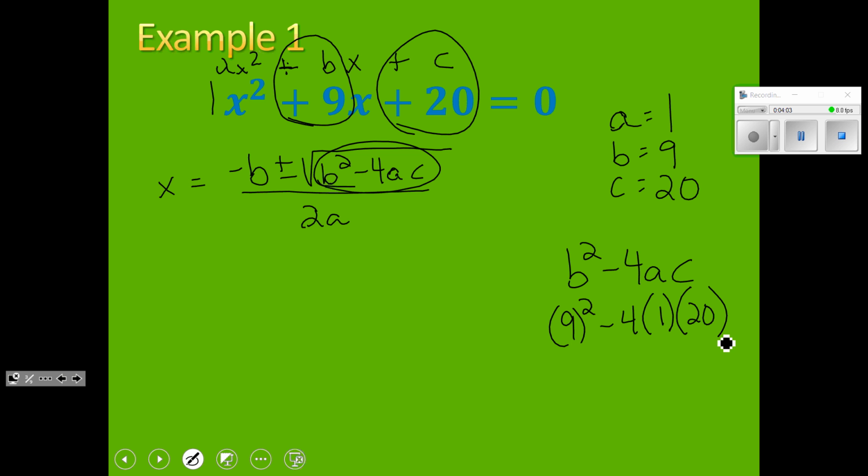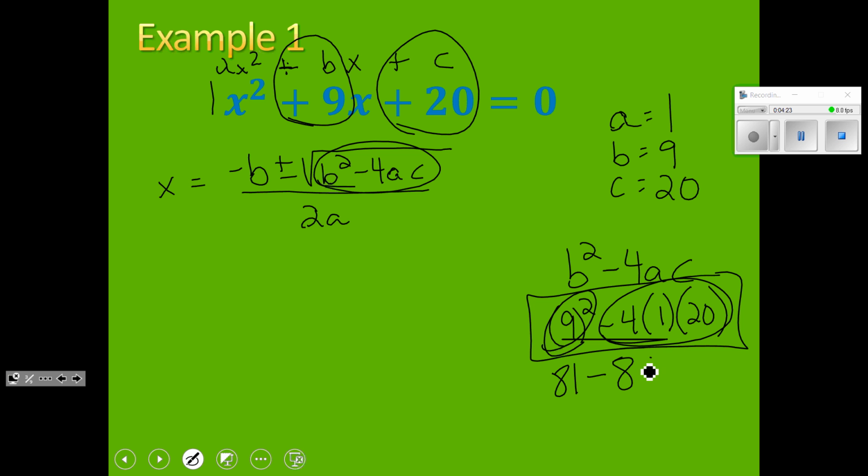So you can put all of this into the calculator all at once if you would like to. Make sure you use your parentheses. Or you can do it using PEMDAS. We would square first, so that would give you 81. Then you would multiply second. Then you would finally subtract and give you 1. So we're going to use this and plug this into our formula.